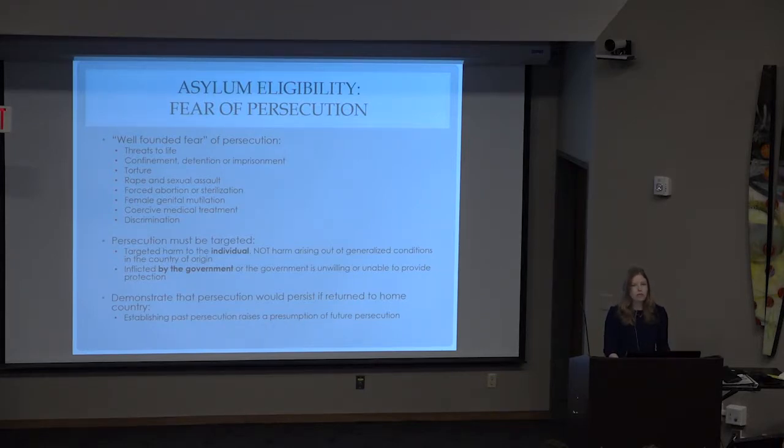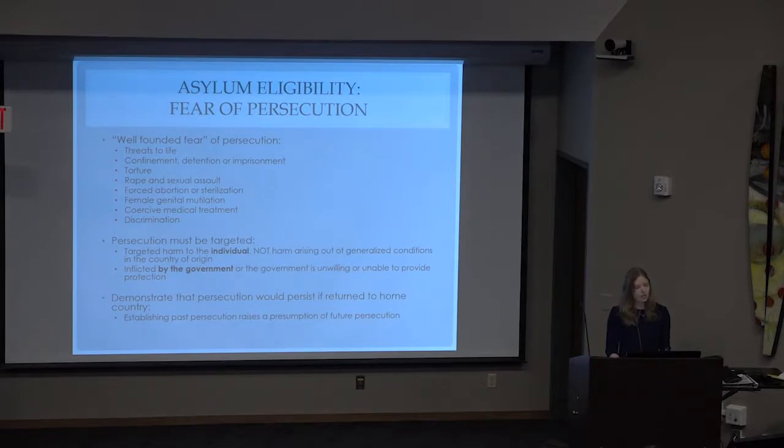And it also has to be either inflicted by the government or in a situation where the government is either unwilling or unable to provide protection. So an example would be somebody who speaks out against corruption in their government and then is subsequently imprisoned and tortured by their government. Or a woman who experiences domestic violence and then goes to the police and the police don't respond to their claims.